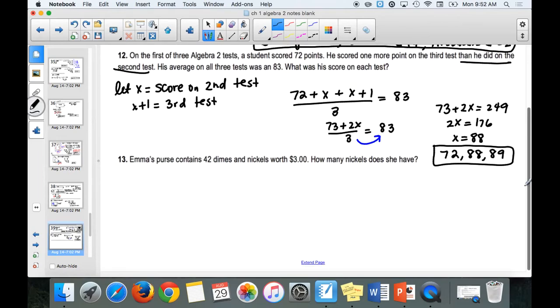All right, the ones where they talk about dimes and nickels, dimes and quarters, and so on. So it says, how many nickels does she have? So we're going to say, let n equal nickels.